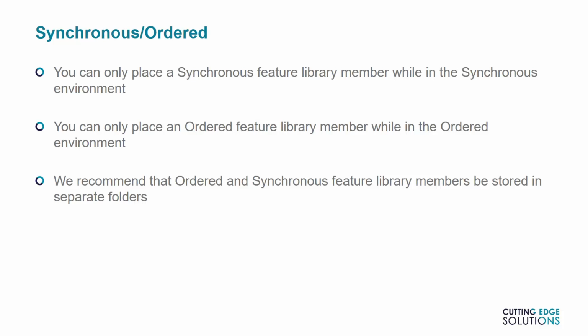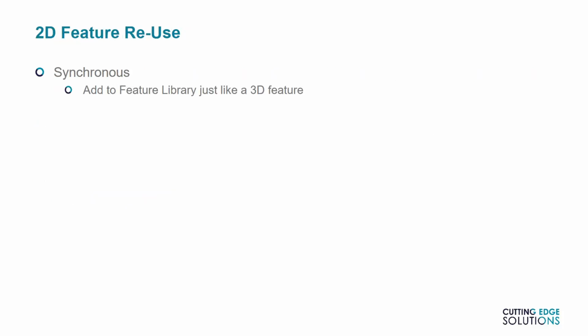Feature libraries are mostly used to store 3D features, and while working in ordered mode, that's all they can do. However, synchronous feature libraries can store other elements, such as sketches, reference planes, construction surfaces, and coordinate systems. This means that if you need to store sketches, but not their associated features, this is best done with synchronous feature libraries.